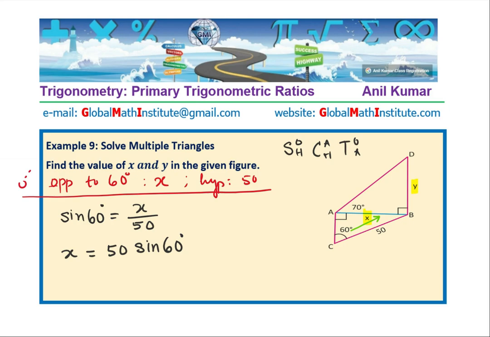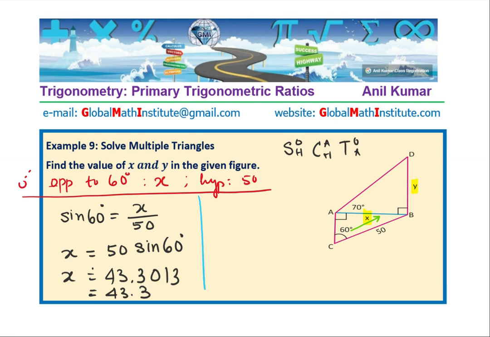Use calculator. So 50 times sine 60 is equal to 25 square root 3. So let me write the decimal value. I know this is approximate, so we'll round the answers ultimately to whole numbers. So we get 43.01. Let me round it to 43.3. So we have the value of x, which can be rounded to 43.3. Is that clear to you? Correct. So we got x.